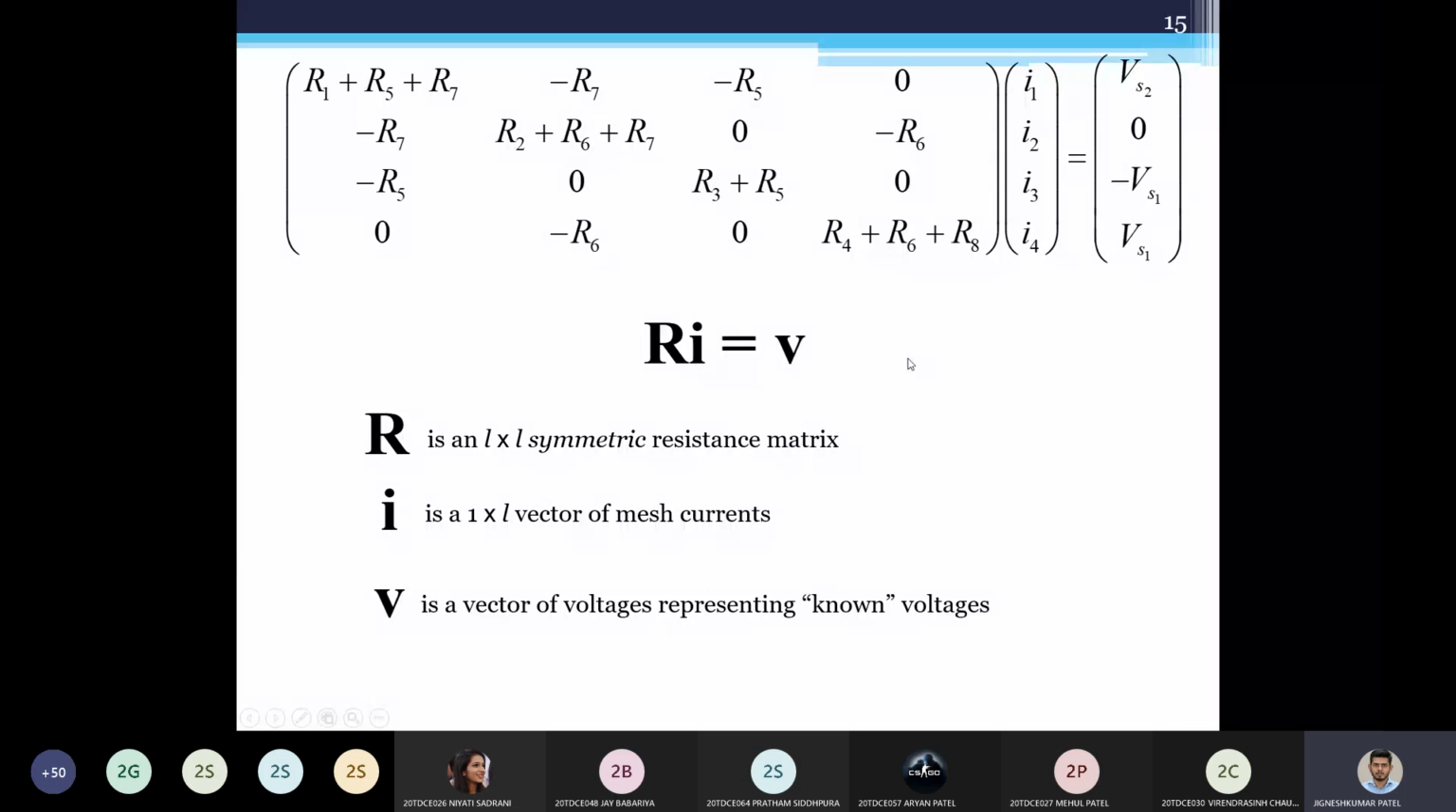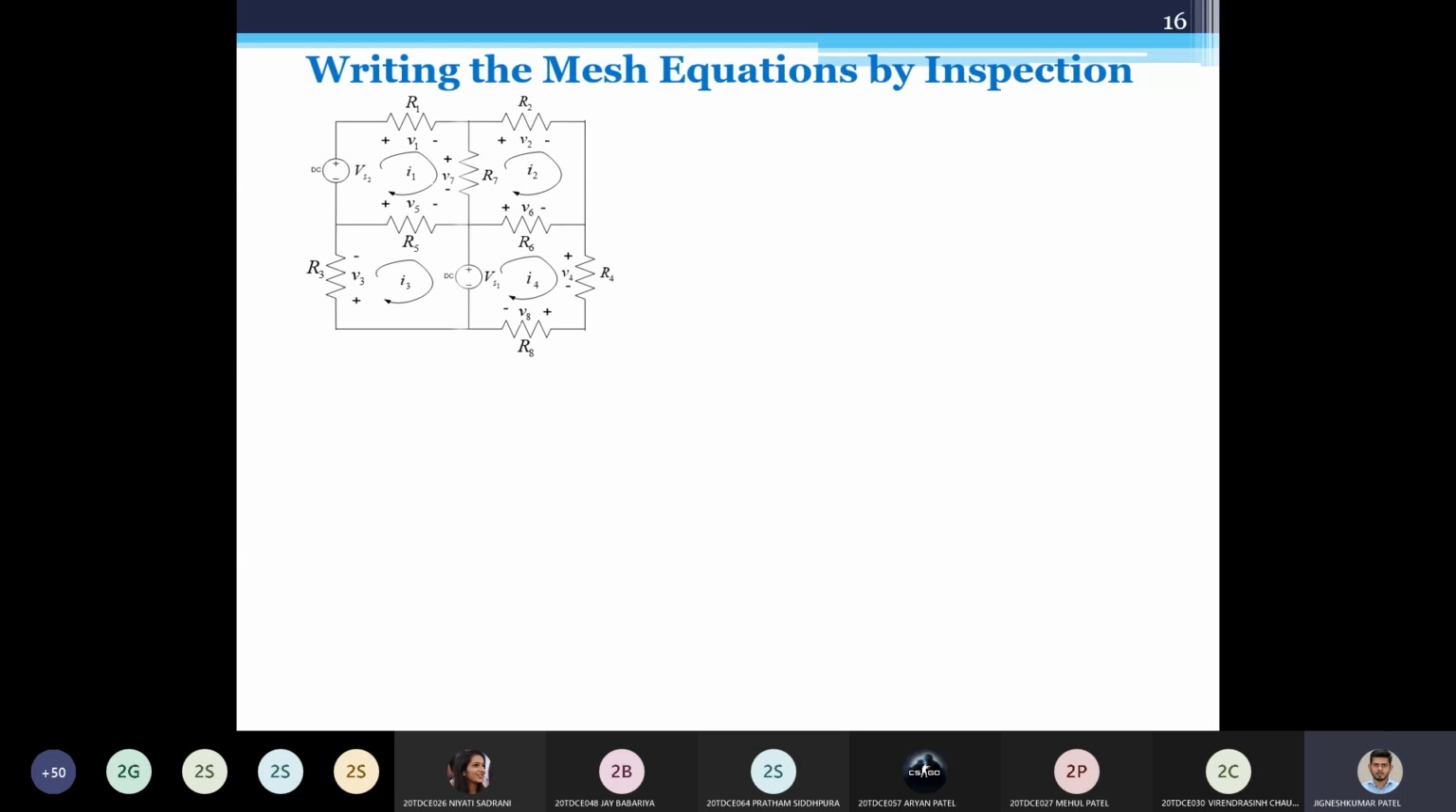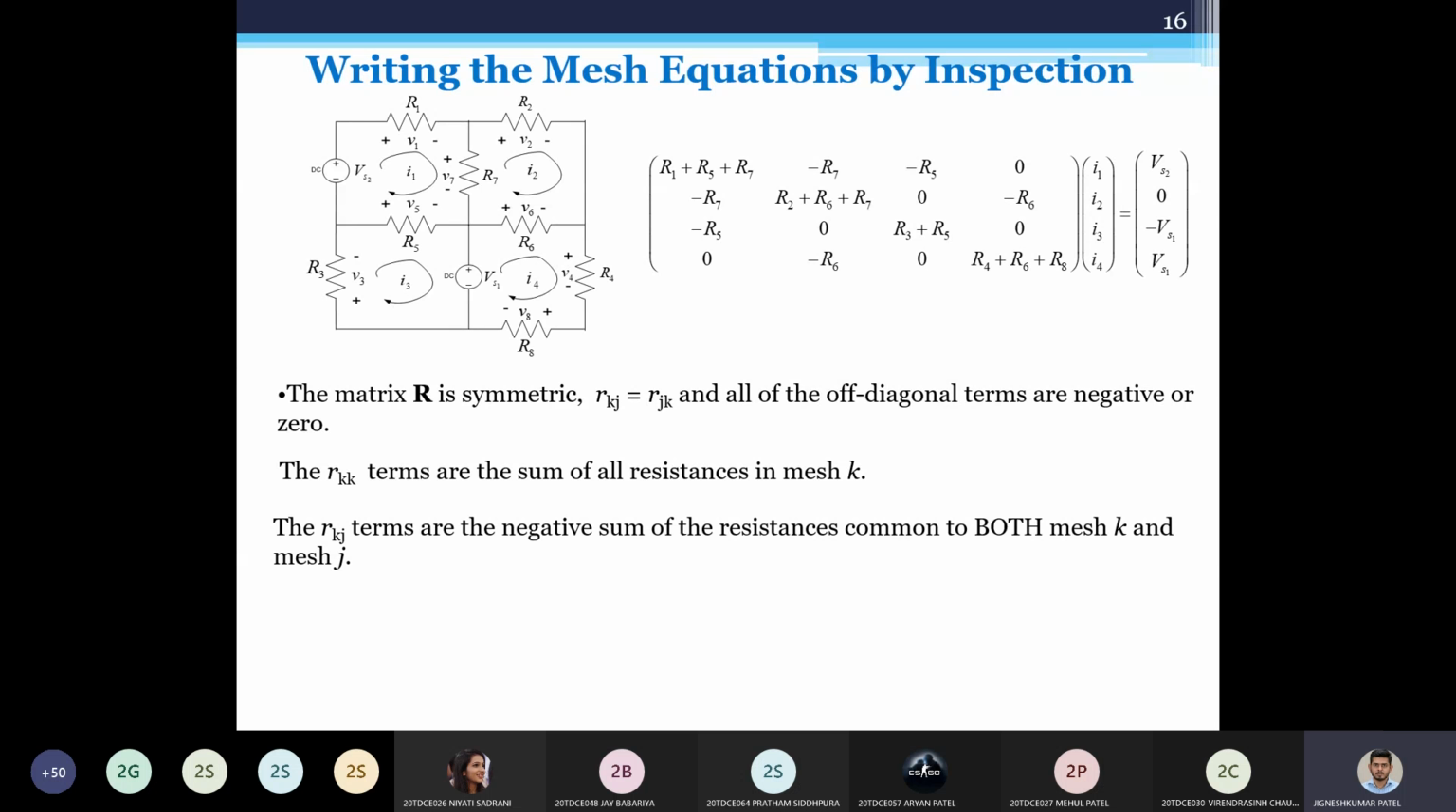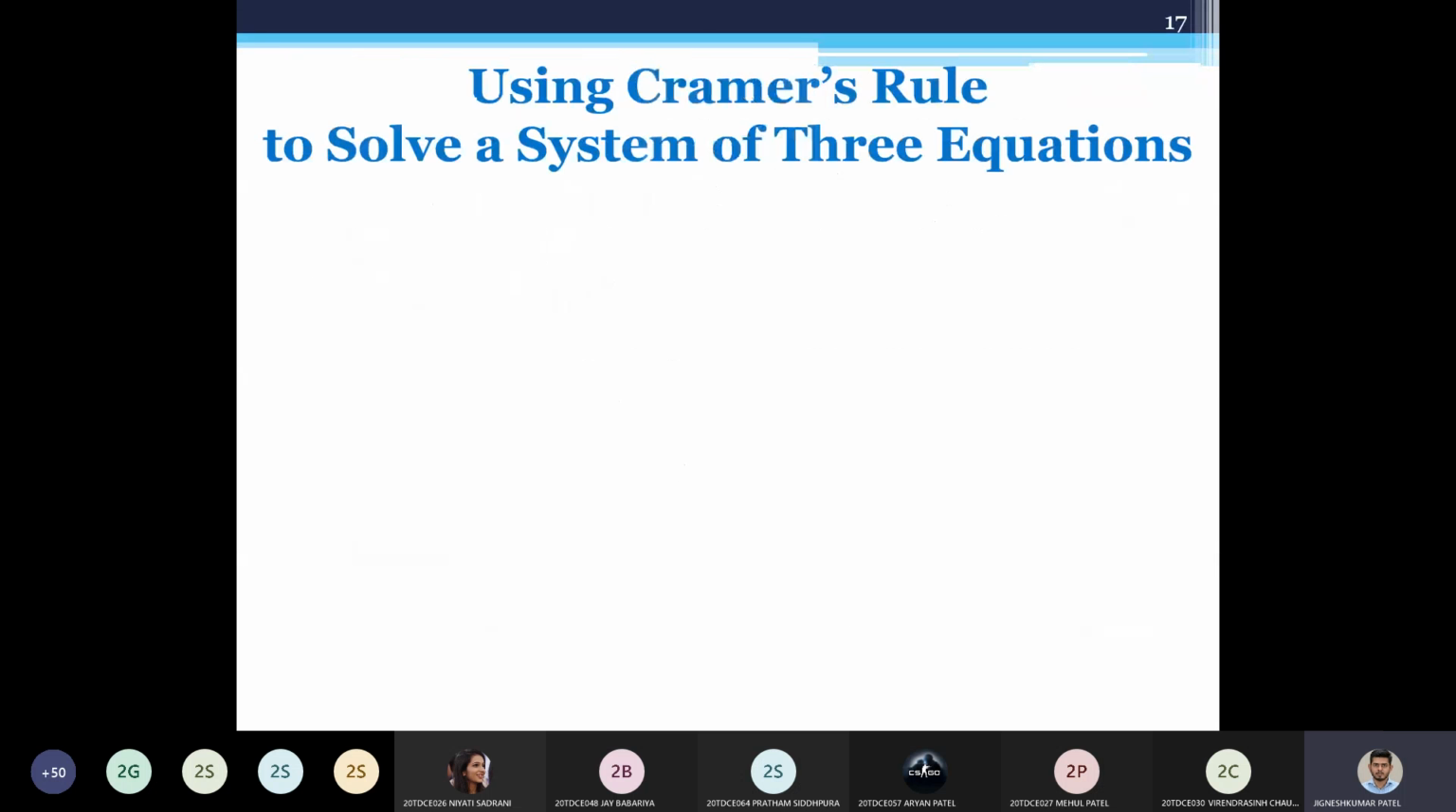Now solving this equation, the resistive R matrix would be an L by L symmetric matrix. The matrix I would be an L by 1 vector, and V, the known voltages, would again be L by 1. So solving these equations, you can easily find out the values of I1, I2, I3 and I4. Okay. Now how to solve this? To solve this, you can use Cramer's rule.